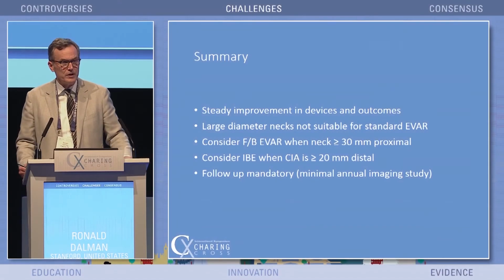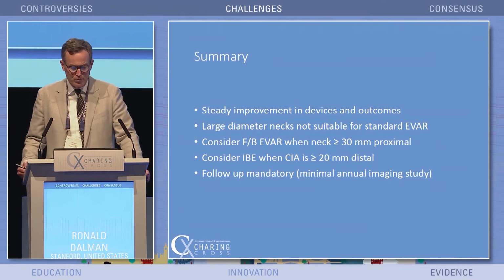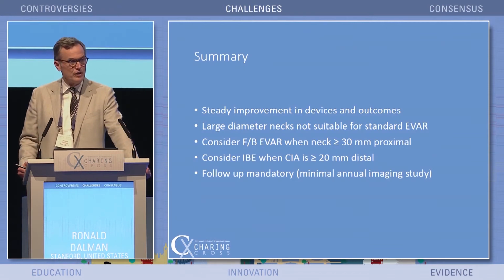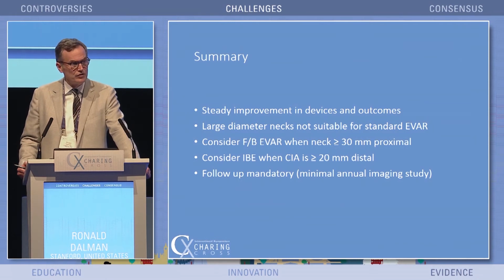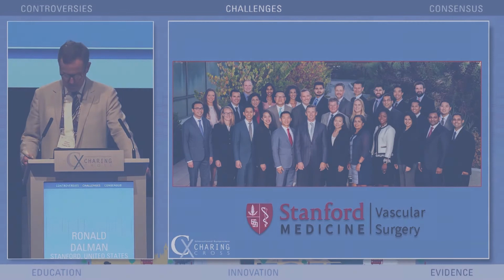So in summary, there's been a steady improvement in devices and outcomes. Large diameter necks are not suitable for standard EVAR even if they're on IFU. We should consider fenestrated or branched EVAR when necks are greater than 30 millimeters proximally. Consider iliac branch device when the common iliac artery is greater than 20 millimeters. And as we've discussed previously in this session, follow-up imaging is mandatory.